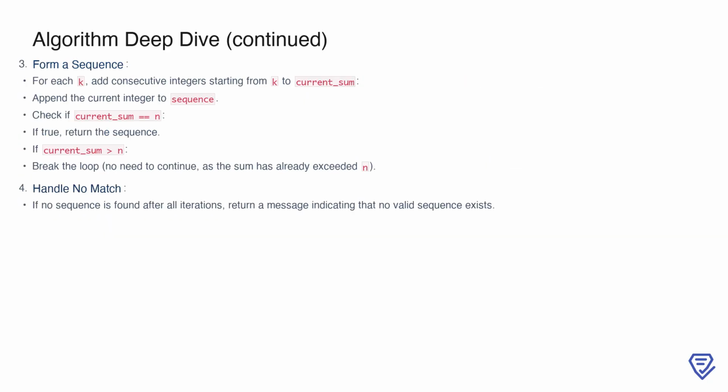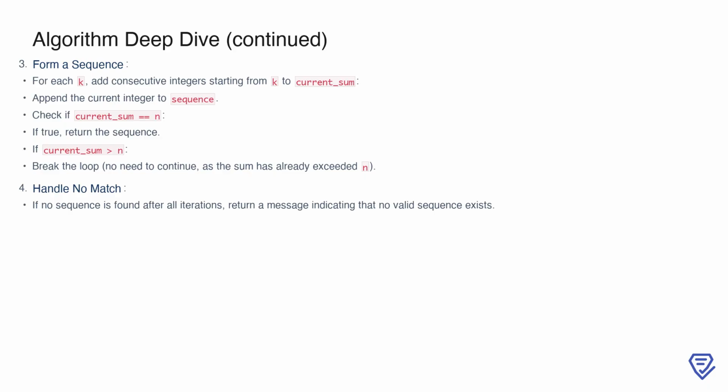Once we have our starting point k, the next step is to form a sequence. This involves adding consecutive integers to current_sum, starting from k. Each integer we add is also appended to our sequence list. After each addition, we check whether the sum equals n. If it does, we immediately return the sequence, as we've found a valid solution.